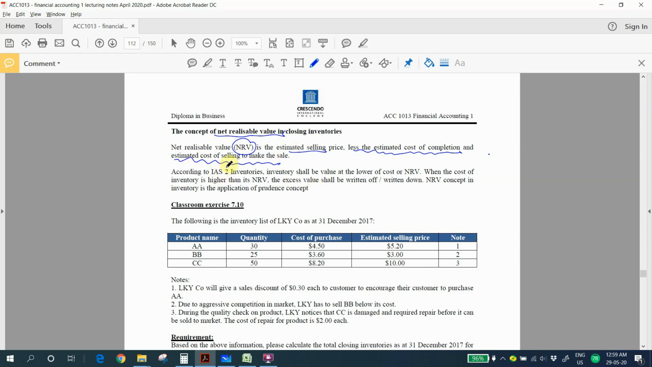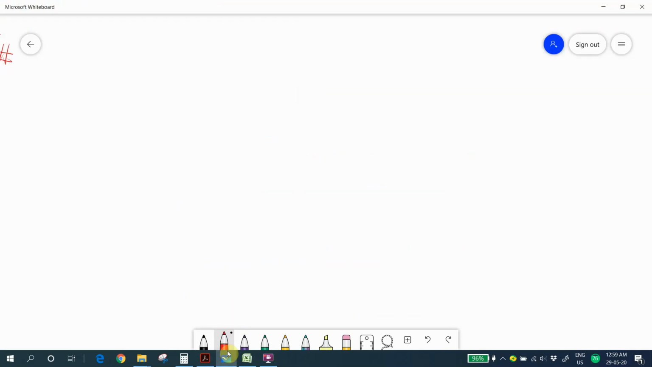According to the accounting standard IAS 2, inventory shall be valued at the lower of cost or NRV. When the cost of inventory is higher than its NRV, the excess value shall be written off, or we call it written down. The NRV concept in inventory is the application of the prudence concept. The wording may be quite difficult to explain, so we use a diagram to present this.